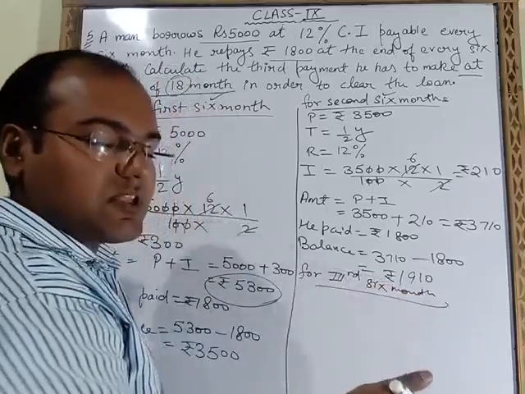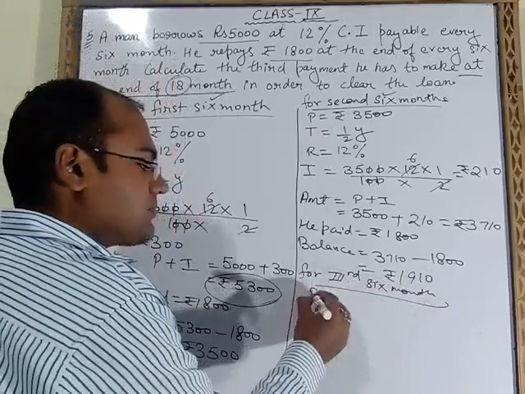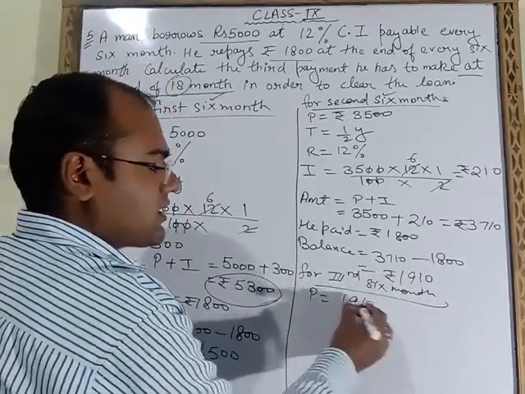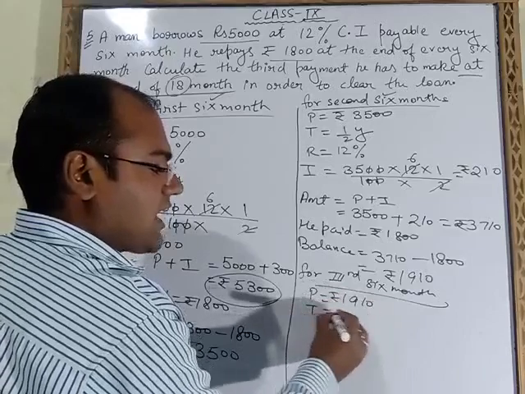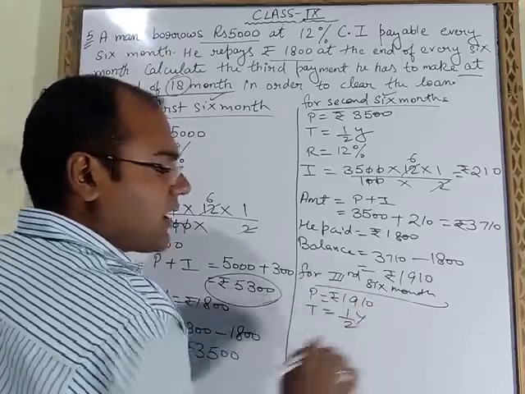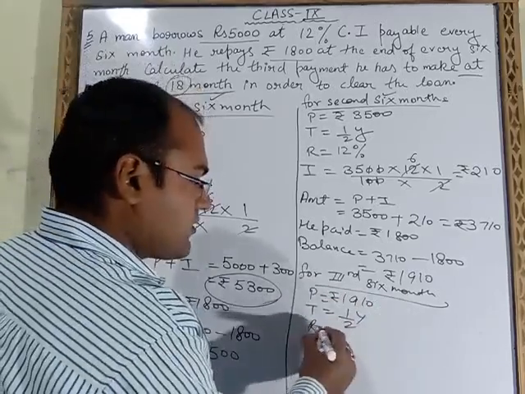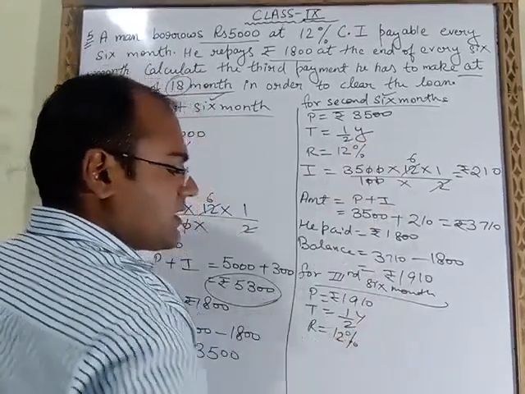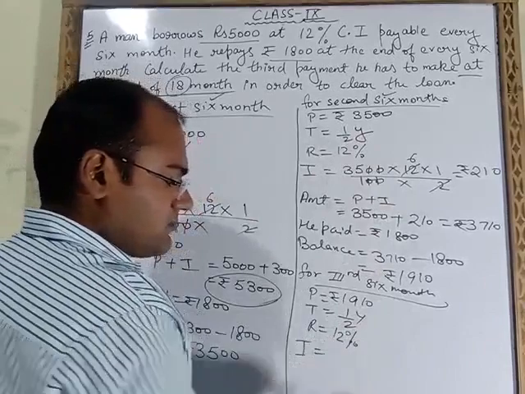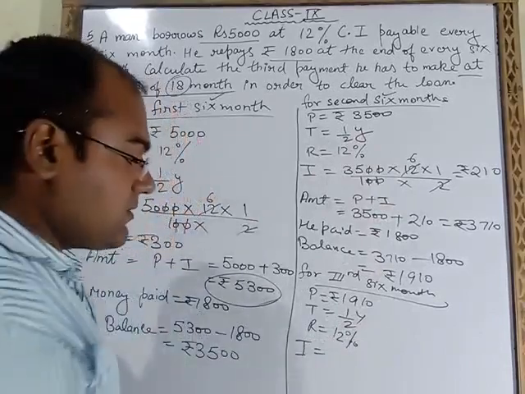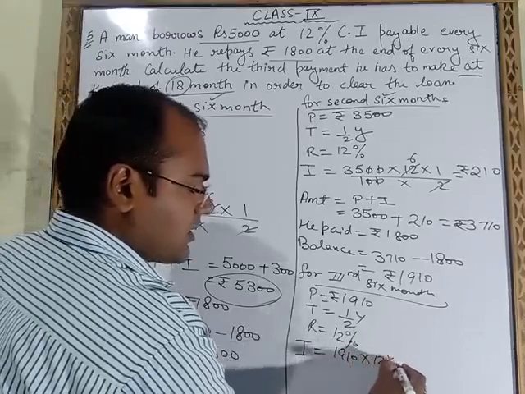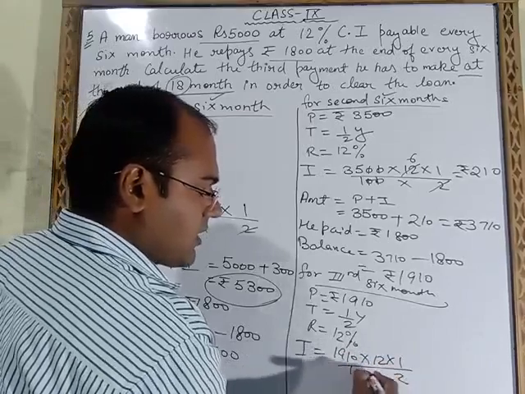For the next 6 months again we will calculate. Principal will be this balance money, 1,910 rupees. Time is the same, 6 months means half year. Rate is 12%, the same rate we have to take as we had taken earlier. Now interest will be P into R into time upon 100.